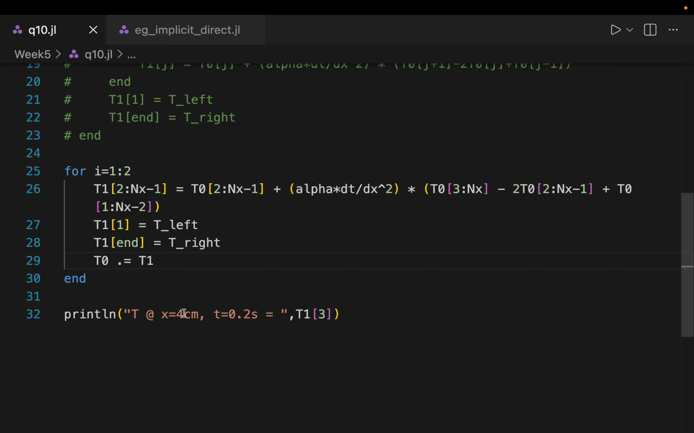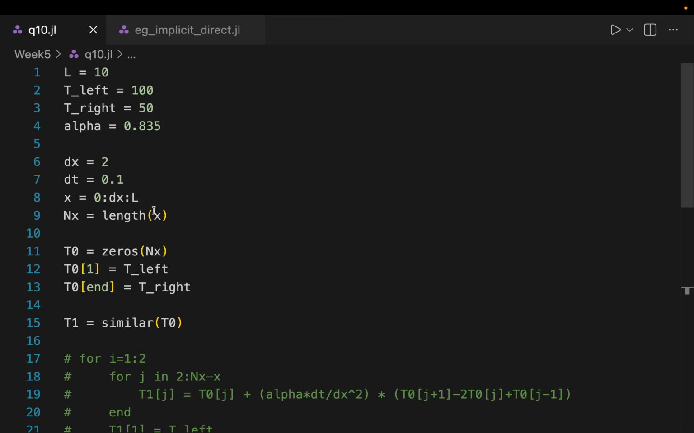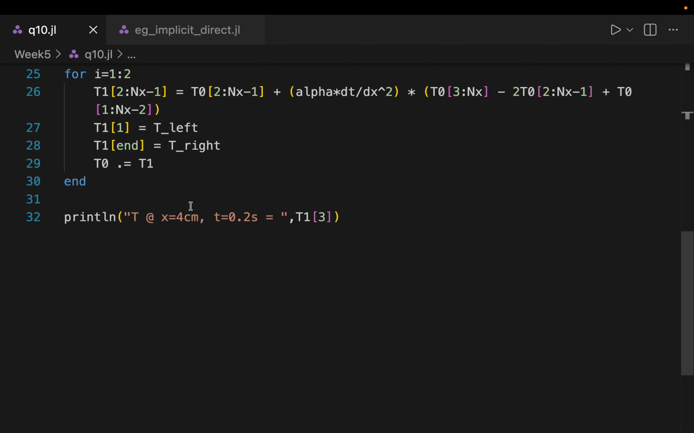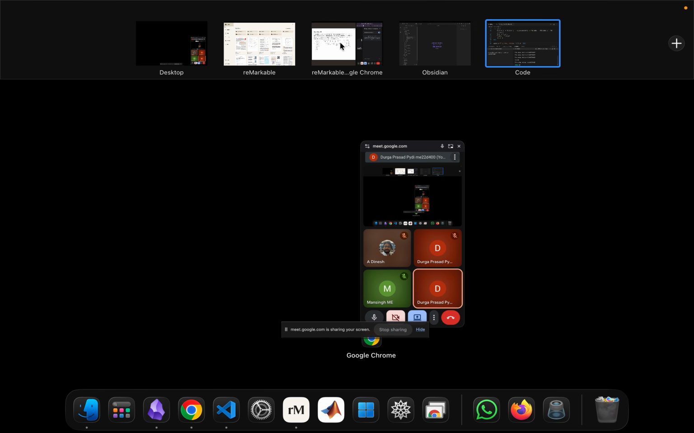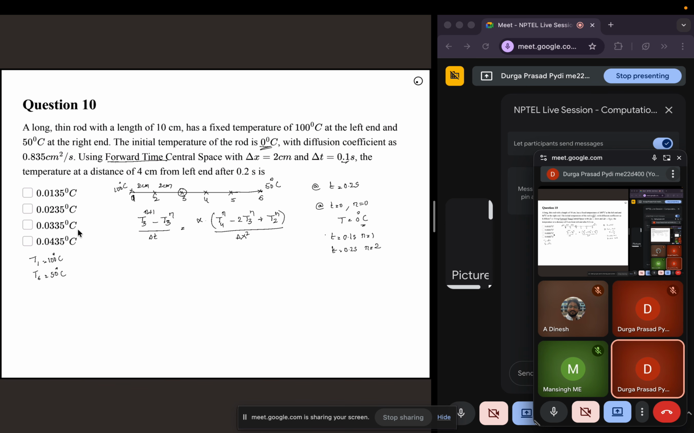And you are asked to find at x equal to 4 centimeters. So this is 0 to 10. So 4 centimeters is the first, second, and third one. So T1 at 3. I'm getting around 0.04357, 435 something.